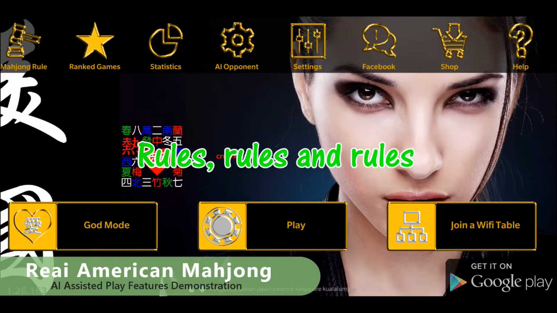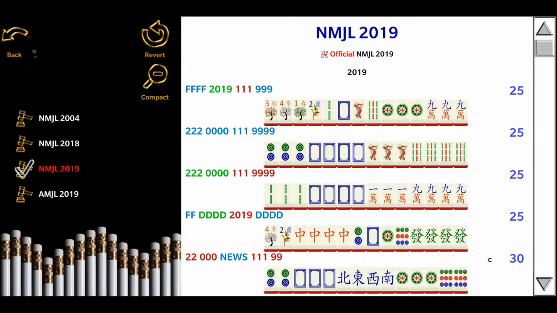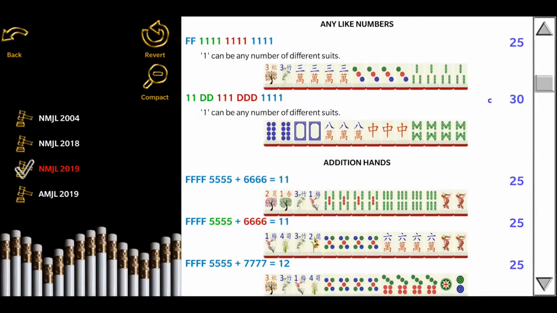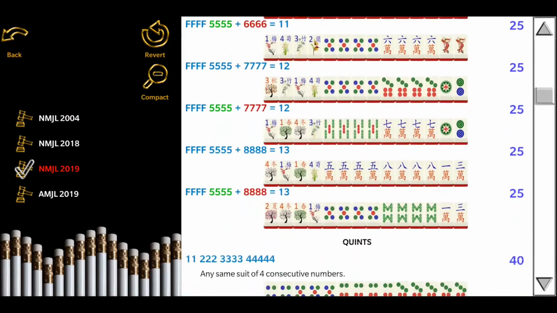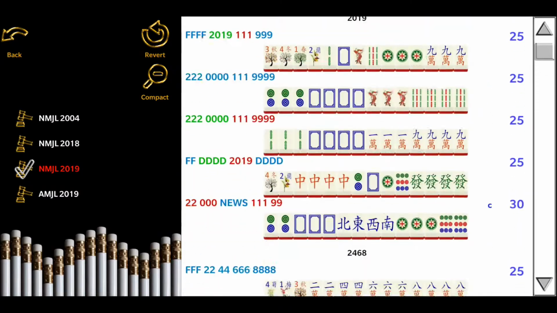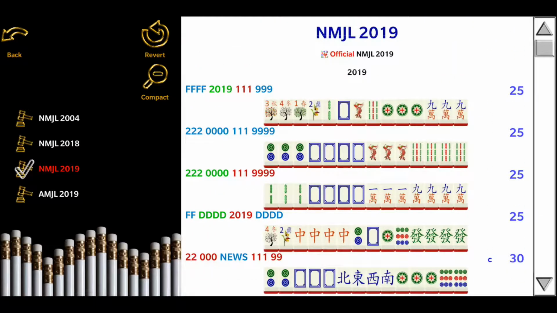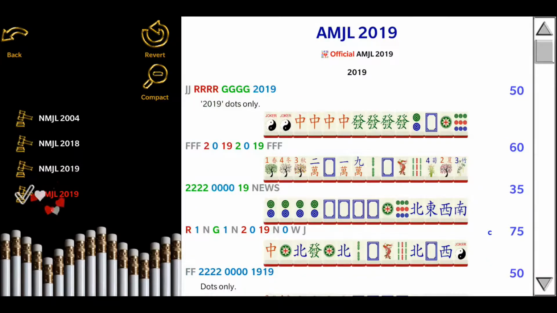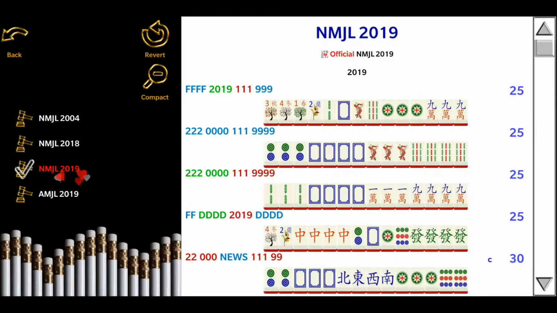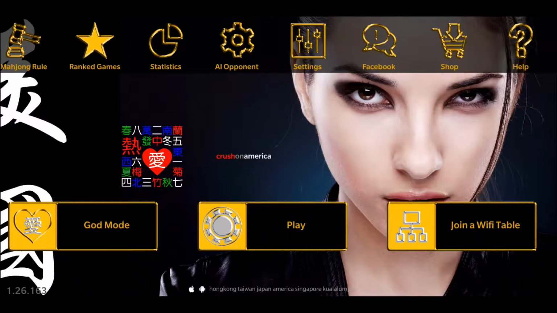So, what rules are included? First of all, current year NMJL and AMJL are included, and that's 2019 when this video was made. Also included are last year's 2018 NMJL and the 2004 NMJL. Why 2004 NMJL? That's because there is a good beginner's book on American Mahjong by Elaine Sandberg. The book uses the 2004 NMJL rule as reference. That's how I personally learned American Mahjong, so I recommend this book for anyone who wants to learn.